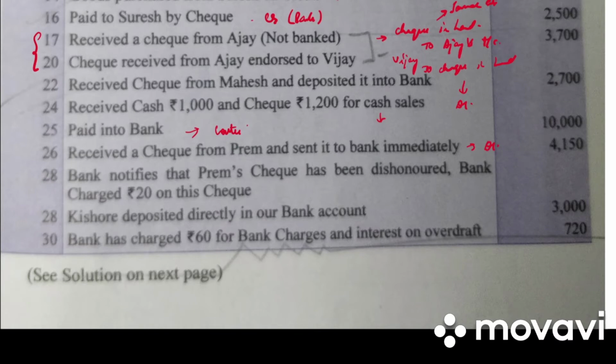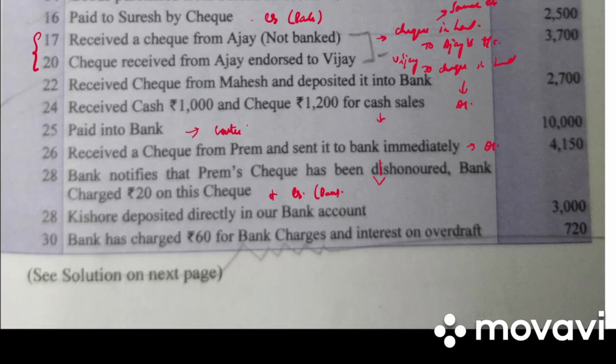Next we have bank notifies that Prem's check has been dishonored. Bank charged 20 on this check. So the check got dishonored. Dishonor means it is cancelled. So what will be the journal entry? It is Prem's account to bank account, and then we have bank charges. So it will be on the credit side, bank column, 20 rupees.